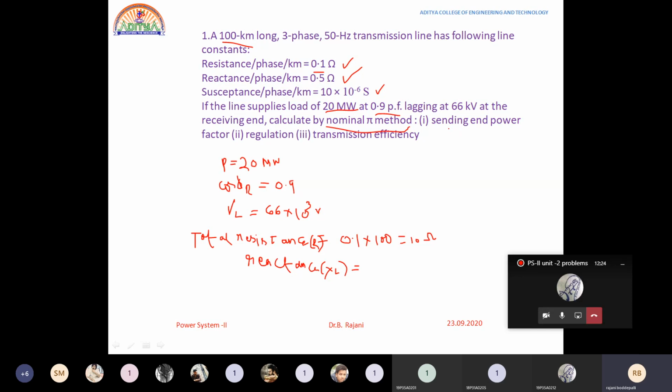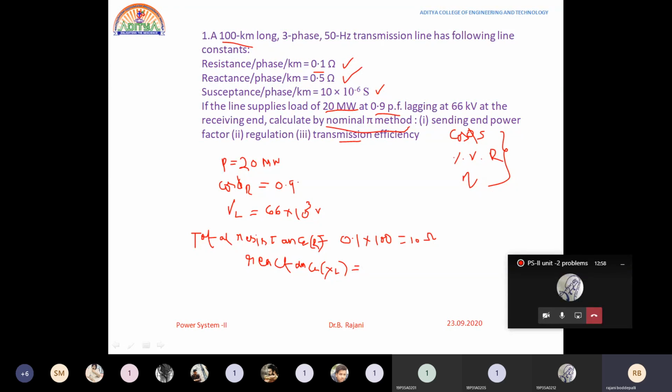Here they asked you to find the sending end power factor, that means cos phi s. What else did he ask you? He asked you to find the percentage voltage regulation. What else did he ask you to find? The transmission efficiency. These three you have to find: sending end power factor, regulation, and transmission efficiency.